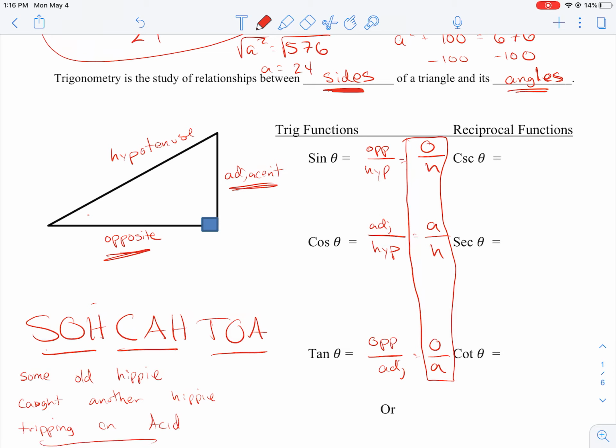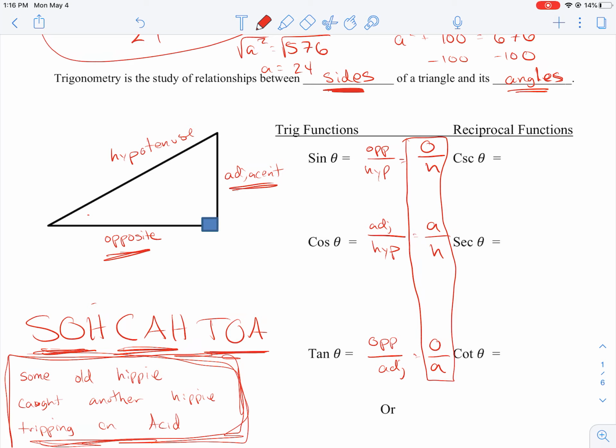Maybe it's not the most appropriate way to remember these things, but this is kind of how it was taught to me. And as long as you're not using any of those things, I guess you should be okay, all right? But basically, you can remember it in two ways. SOH CAH TOA, or some old hippie caught another hippie tripping on acid, okay? These are just a couple ways you could try to remember these trig functions, okay?